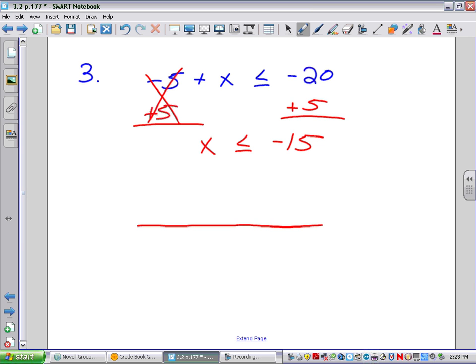Now we must graph it. So straight line, 2 arrows, show 0, negative 15. Again, just kind of guess where that would be. It's underlined, so it has to be a closed circle. Less than goes out to the left. So solve and graph. Now, let's do a word problem. Go to number 5, please.